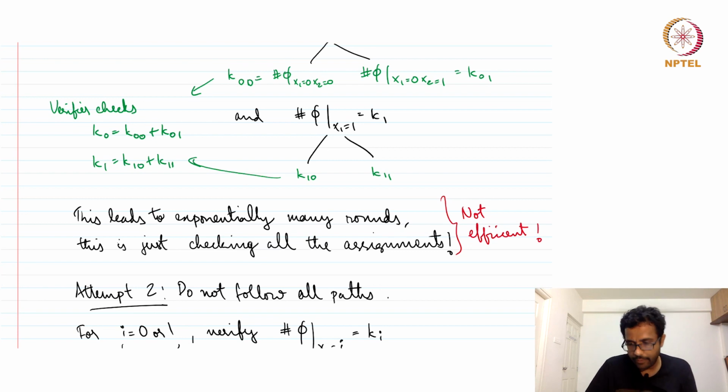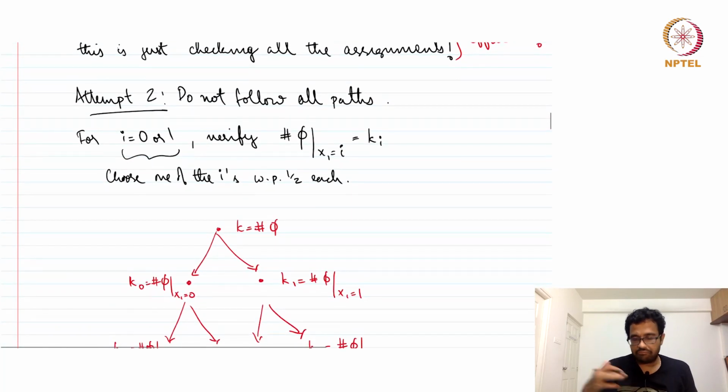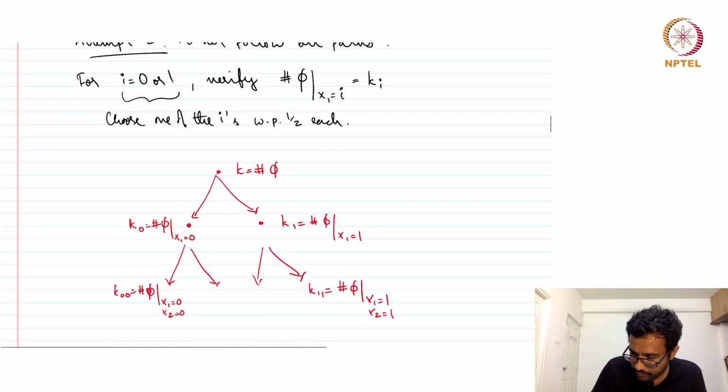So the verifier will need to check more than polynomially many things, even though this may have perfect completeness and soundness, right? So this is not efficient. This is clearly not feasible. Let's try something else.